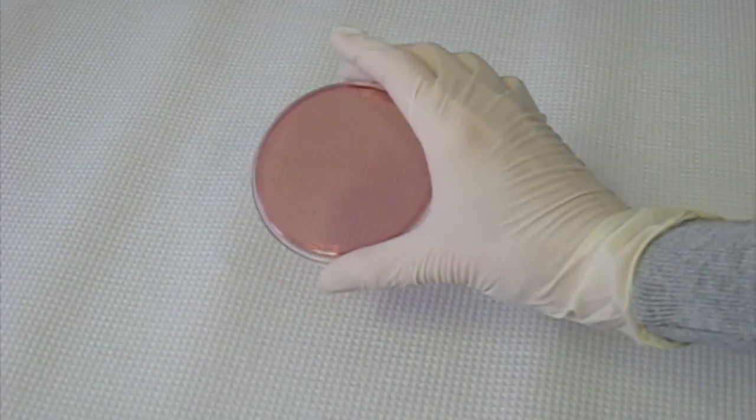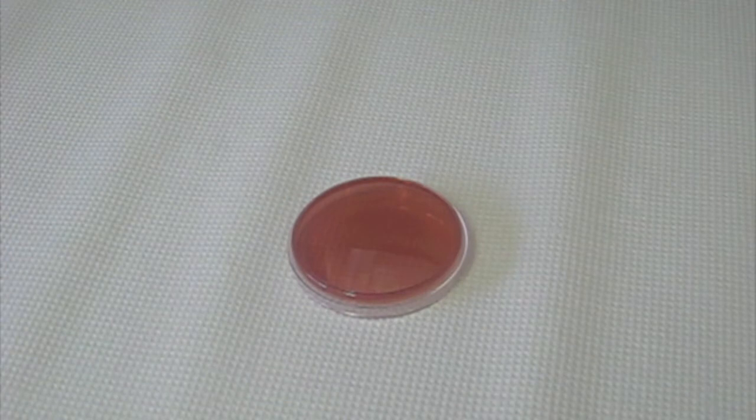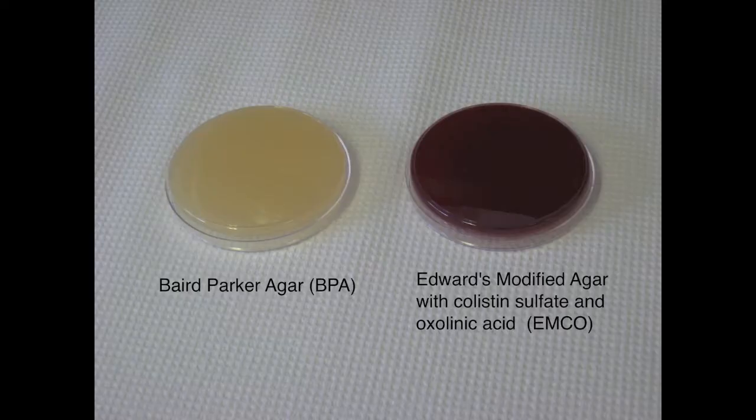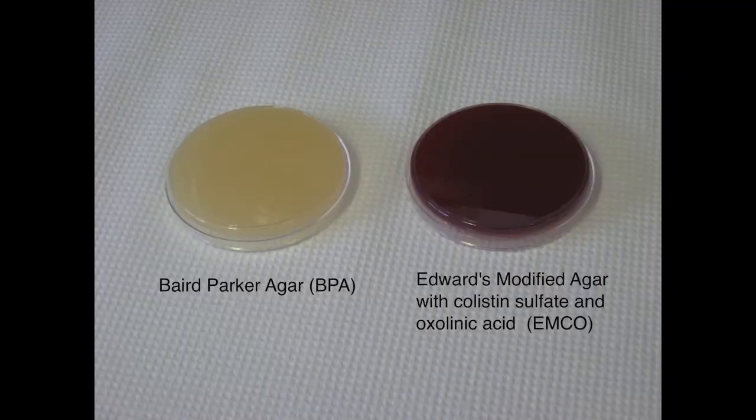For coliform bacteria, MacConkey agar is typically used, which supports the growth of gram-negative bacteria and prevents gram-positives from growing. Coliforms will appear bright purplish pink. To detect Staph aureus and Strep Ag, special kinds of media are used that contain antibiotics to prevent the growth of other kinds of bacteria, as well as supplements to encourage the growth of these pathogens. In our lab, we used Baird-Parker agar to detect Staph aureus, and Edwards modified agar with colistin sulfate and oxolinic acid, or EMCO for short, to detect Strep Ag.